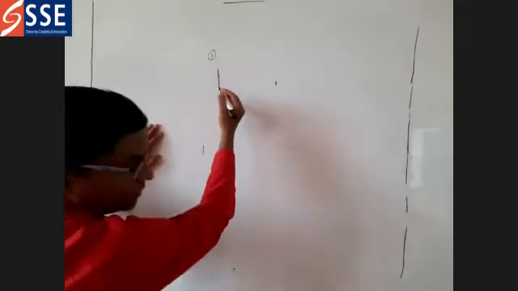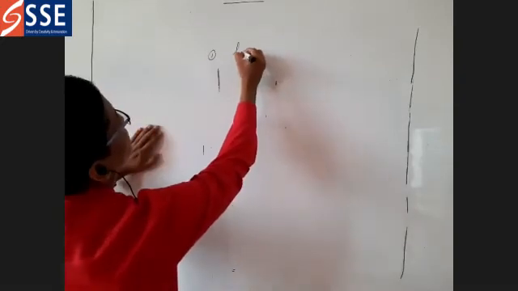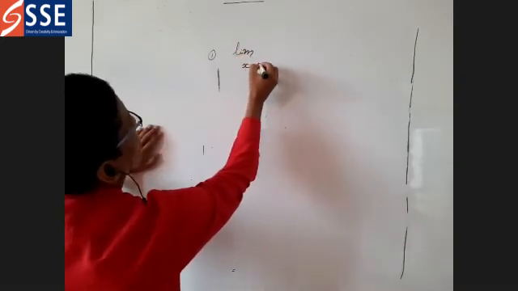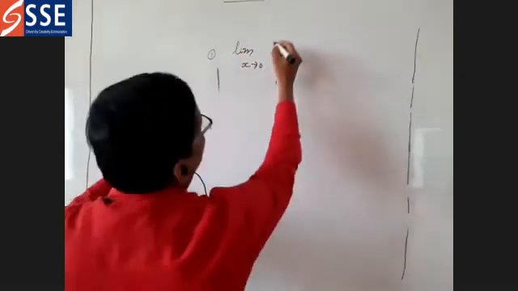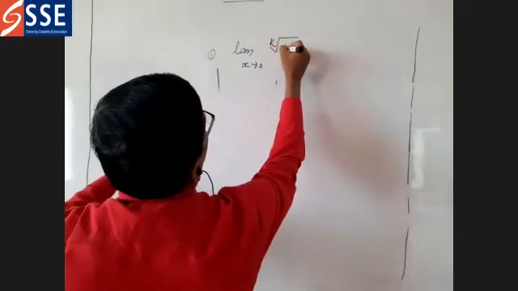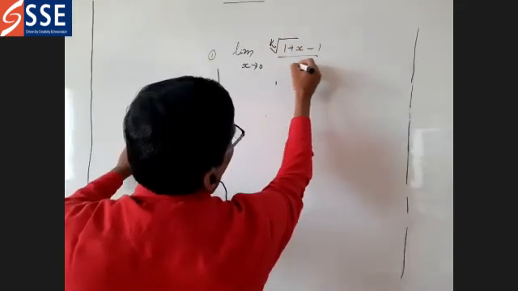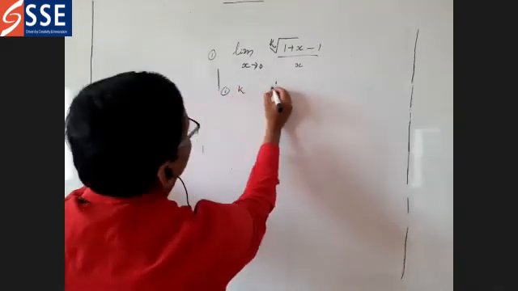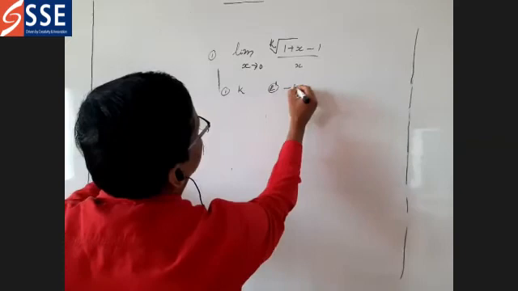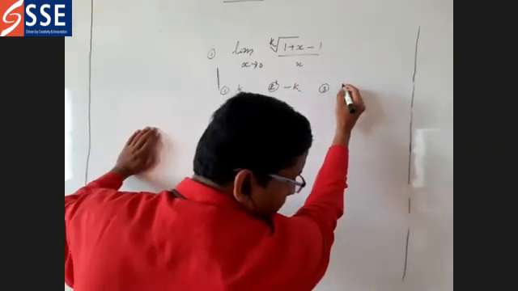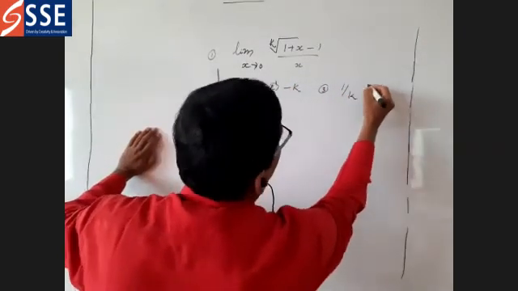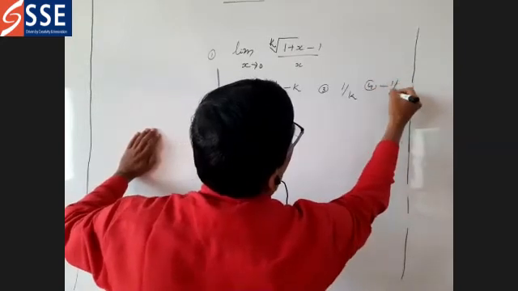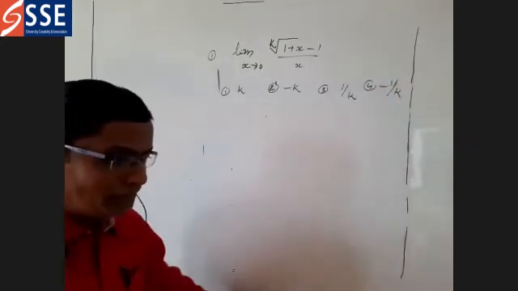Now you see here one problem which was asked in a previous question. Limit x tends to 0, kth root of 1 plus x minus 1, divided by x. Options: k, minus k, 1 by k, minus 1 by k. What is the answer? Good.